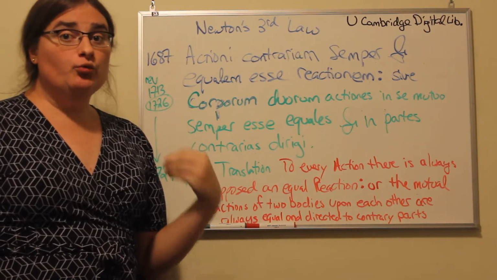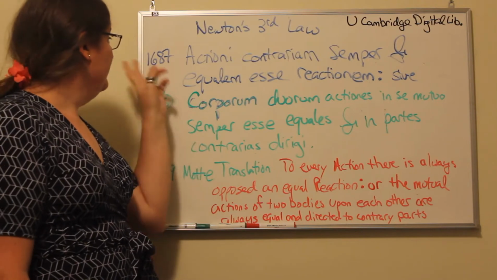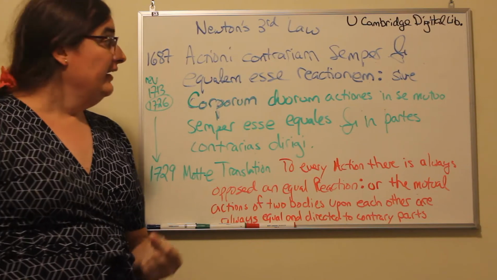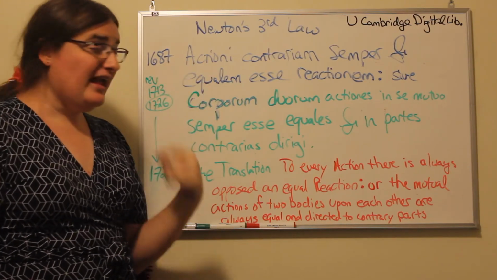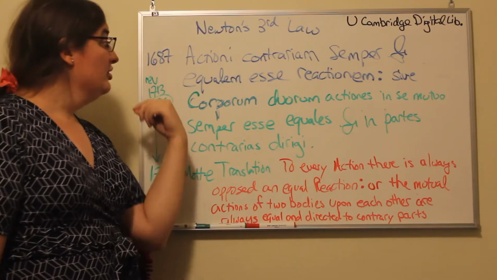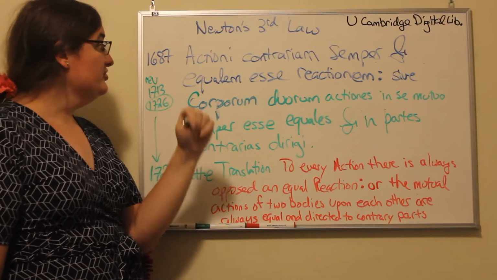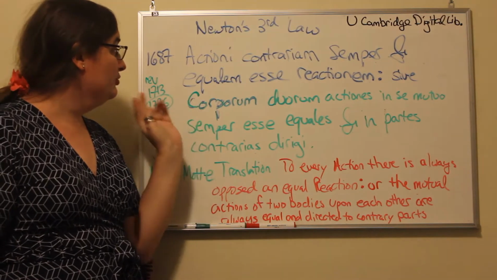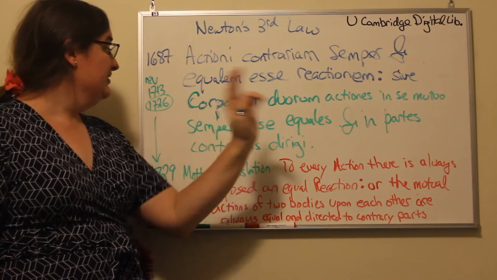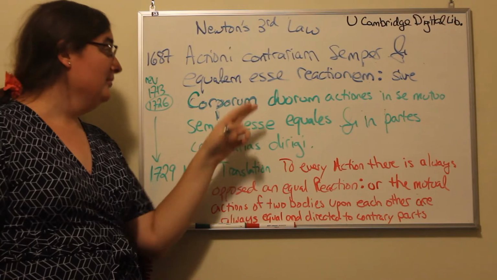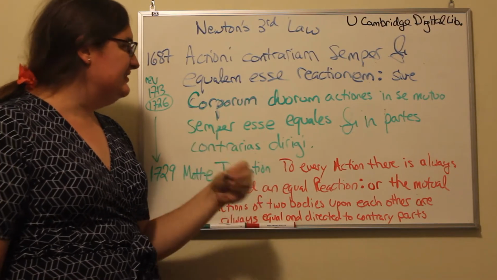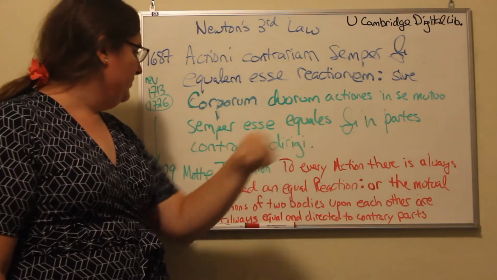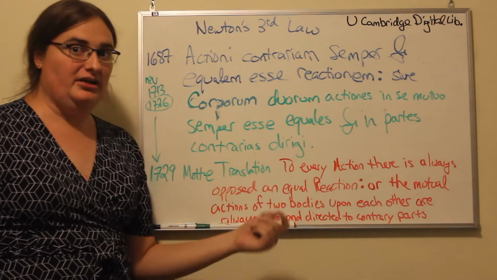Now, Newton wrote his Principia and originally published it in 1687. And in the 1687 version, writing in New Latin, he wrote his third law saying, "Actioni contrariam semper et aequalem esse reactionem: sive corporum duorum actiones in se mutuo semper esse aequales et in partes contrarias dirigi."